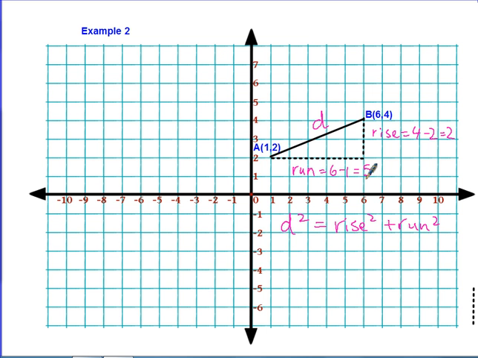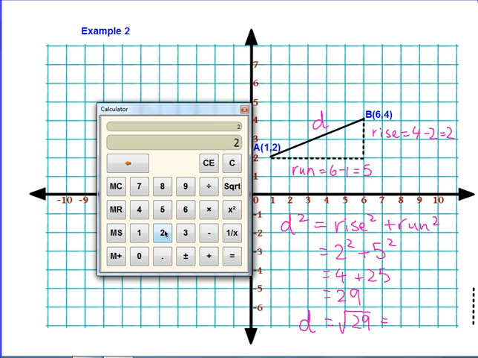which equals 5. So going back down to here, D squared is equal to 2 squared plus 5 squared, which equals 4 plus 25, which equals 29. Remembering that this is D squared and I'm actually looking for D. So D is equal to the square root of 29, which equals, I'll bring our calculator back, 5.385.